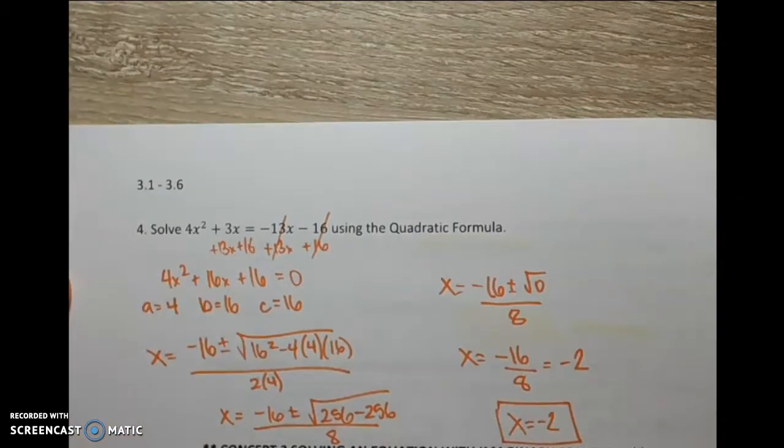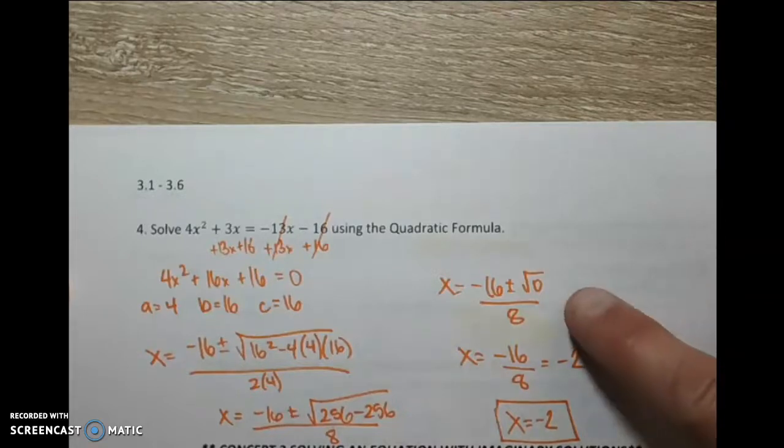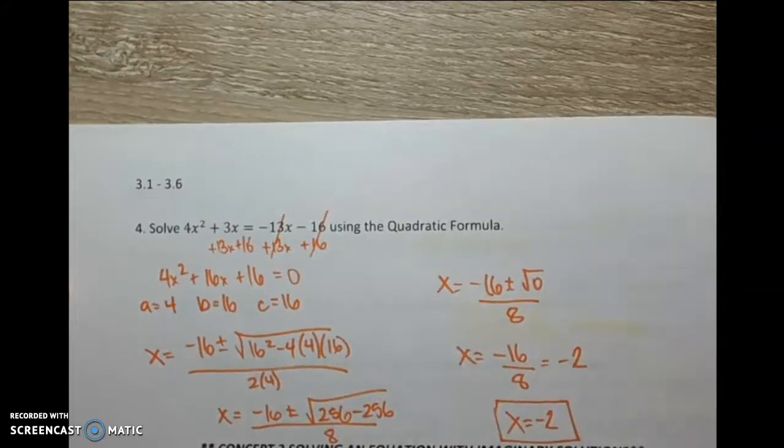Alright, here we go. Go ahead and move everything over. A is 4, B is 16, C is 16. Plug it in the quadratic formula. You're going to simplify to negative 16 plus or minus the square root of 0 over 8. Again, it's just really negative 16 over 8, which is negative 2.